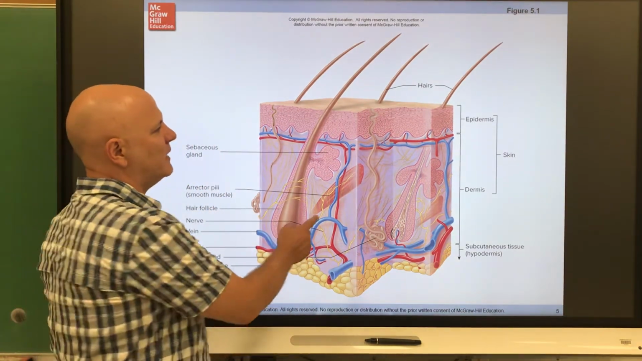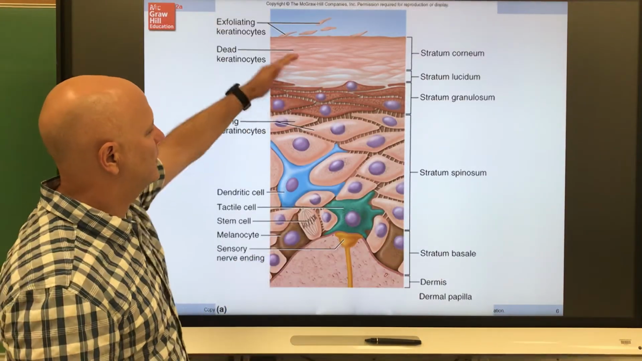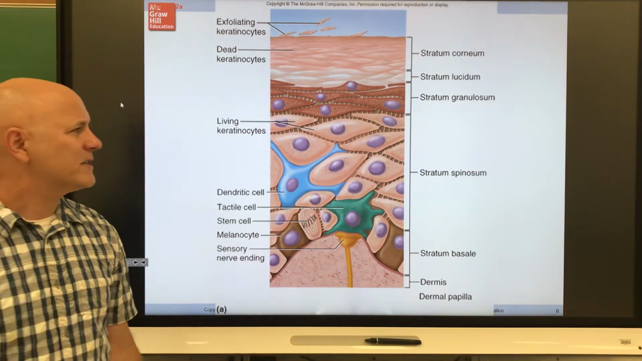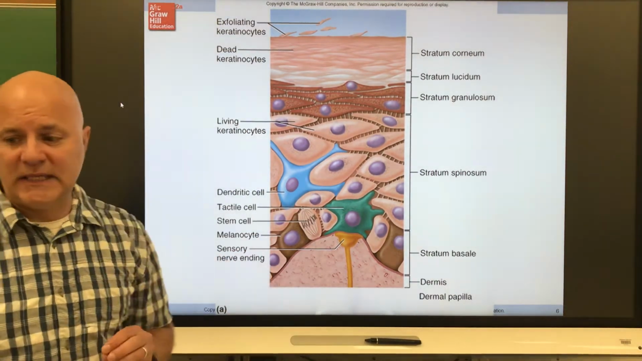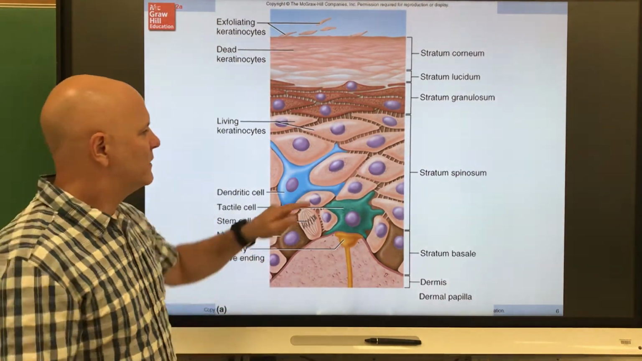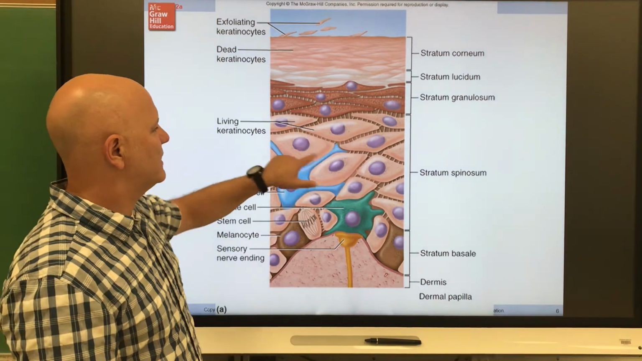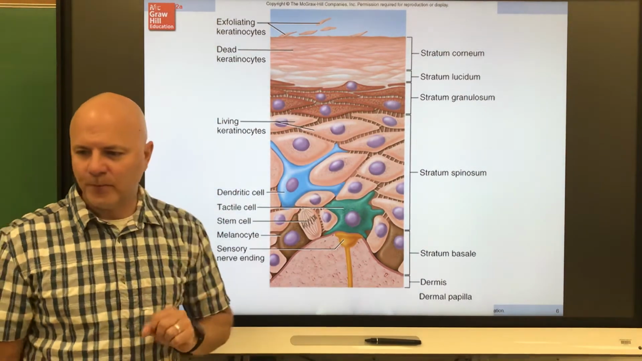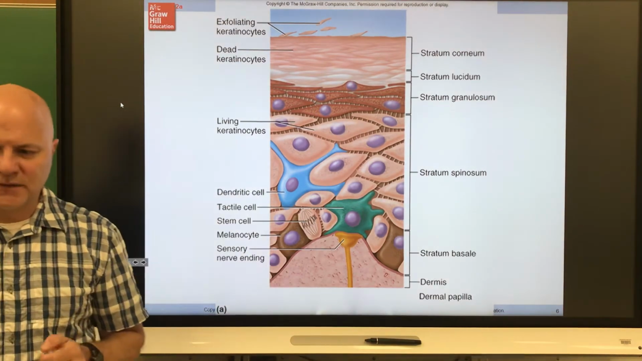All right, so let's take a look at the cells in our epidermis. So this is showing a lot of those skin cells there. So the first are called keratinocytes. So keratinocytes are cells that produce keratin. So these are typical skin cells. So here's what they look like here. These are keratinocytes up there as well. All right, so typical skin cells.